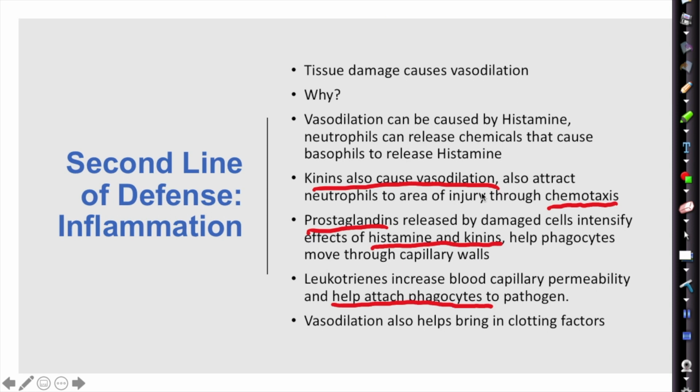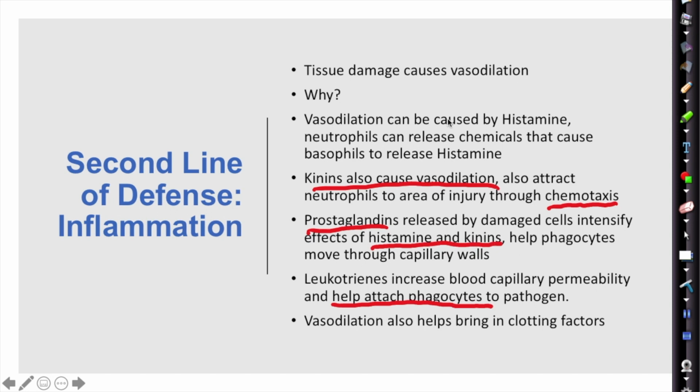So kinins cause vasodilation. Neutrophils are also attracted to kinins through chemotaxis. So it's like an alarm that says go over here, and they can sense that kinin presence. Prostaglandins released by damaged cells intensify the effects of histamines and kinins.